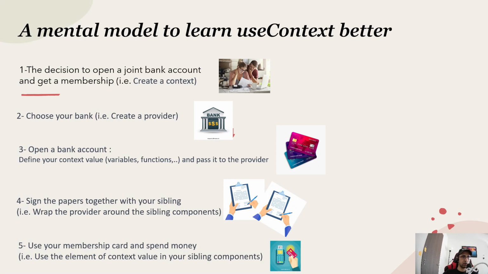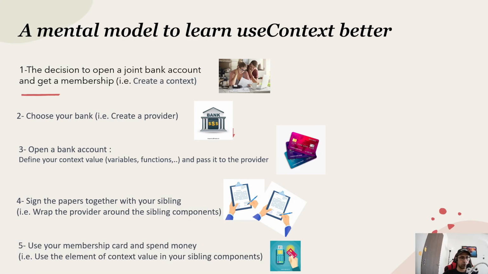In a nutshell, we just created a context, or figuratively, we made the decision to open a joint bank account so the siblings can enjoy it. And then we created a provider, or figuratively, we chose a bank. And then we went ahead and opened a bank account, or we defined two elements. One was a variable, 100, and the other one was a function, or the setter function of that useState. And then we passed it to the provider.